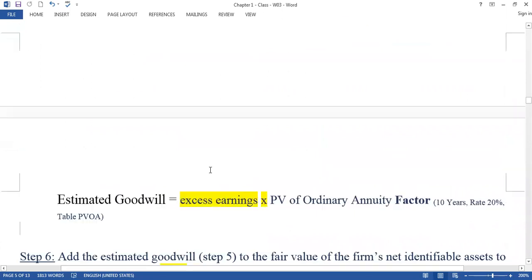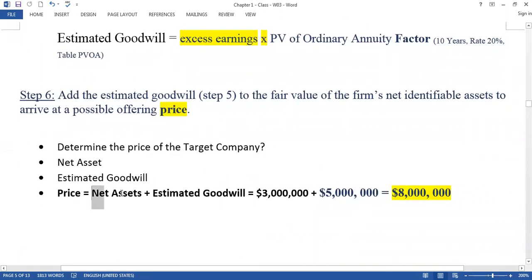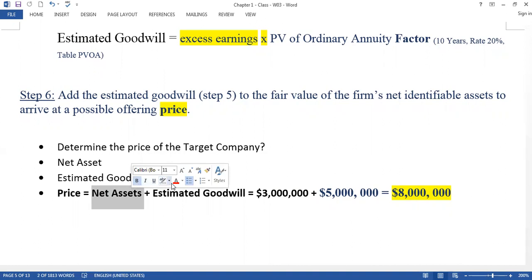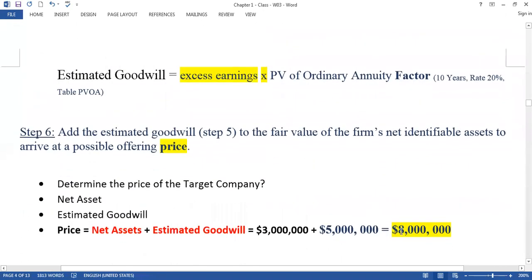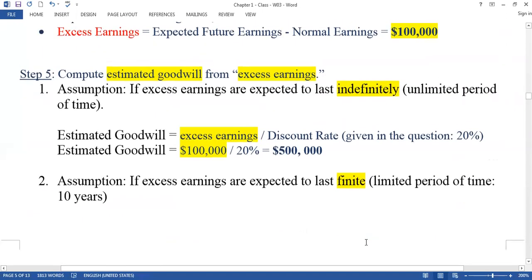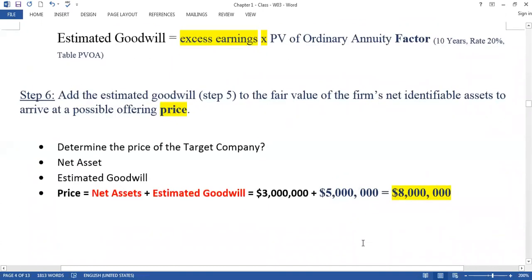And this is the thing I told you, that price is determined by net asset plus our estimated goodwill. So if we add this to 3 million and 5 million, anyway, this is 8 million. Or this is maybe 300,000, and this is 500,000, and this is 800,000. So this is the case, something like this.